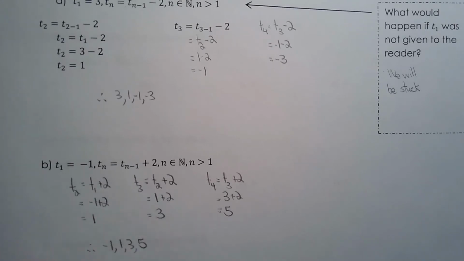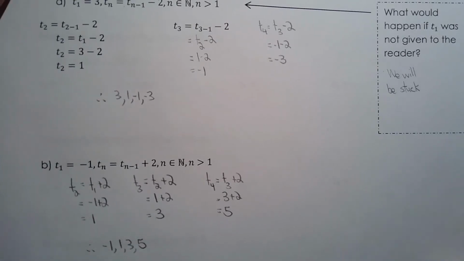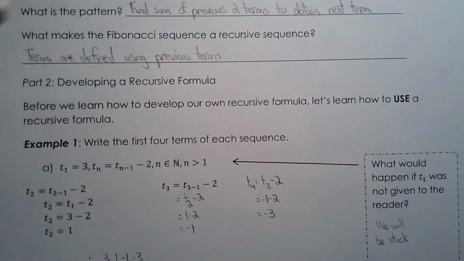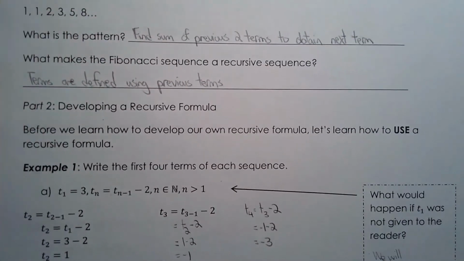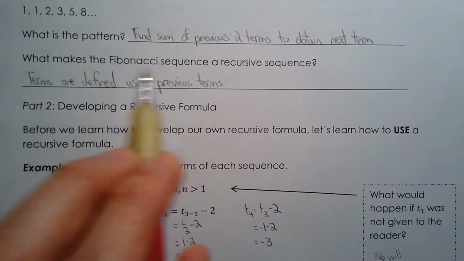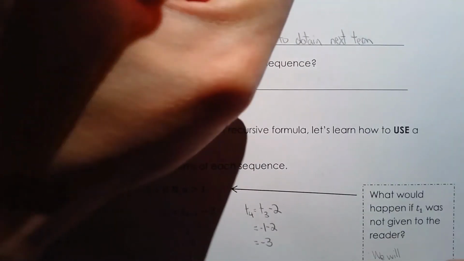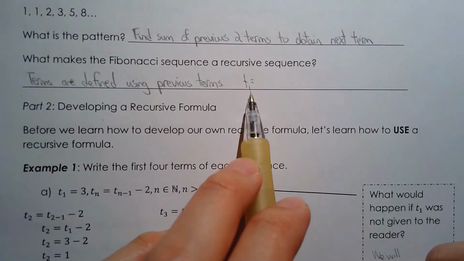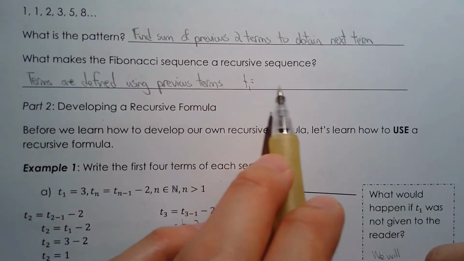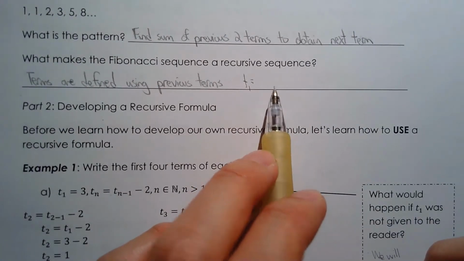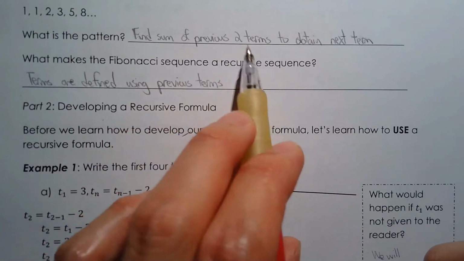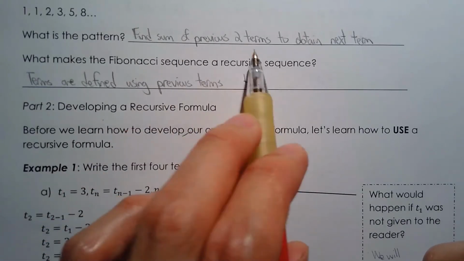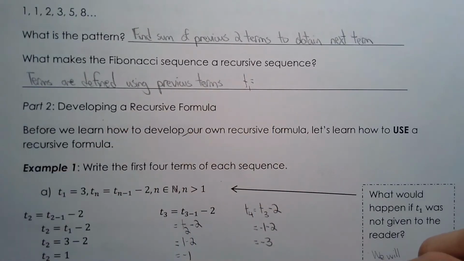All right, let's go back to our Fibonacci sequence here. So how would you write the recursive formula for a Fibonacci sequence? Well, not only do you have to give the reader the first term, you actually have to give the reader the second term as well, right? Because you need to find the sum of the previous 2 terms. So tell the first term and the second term, then they can find the third term.